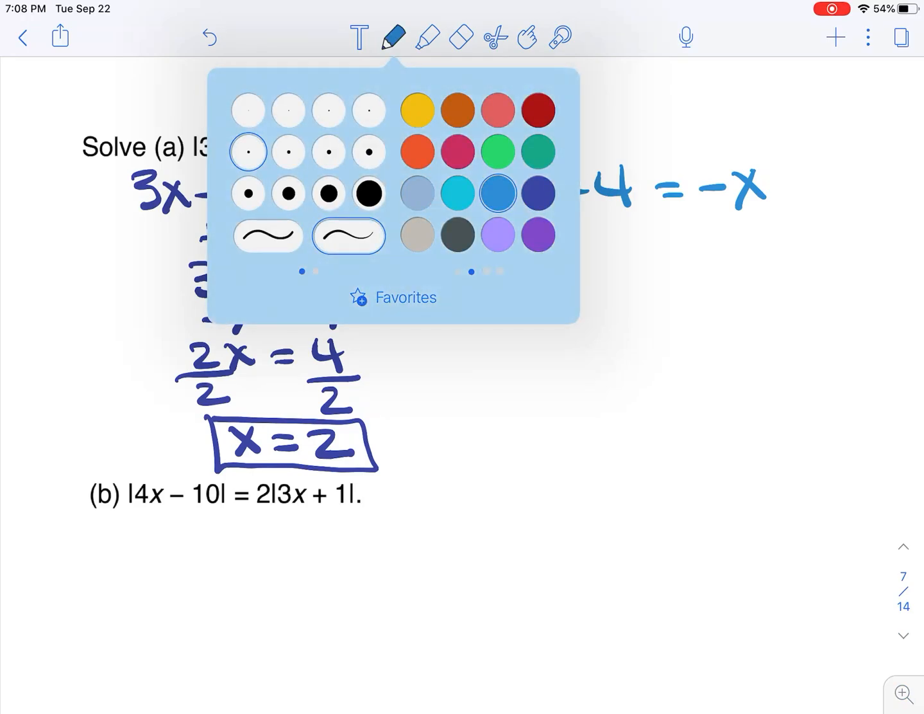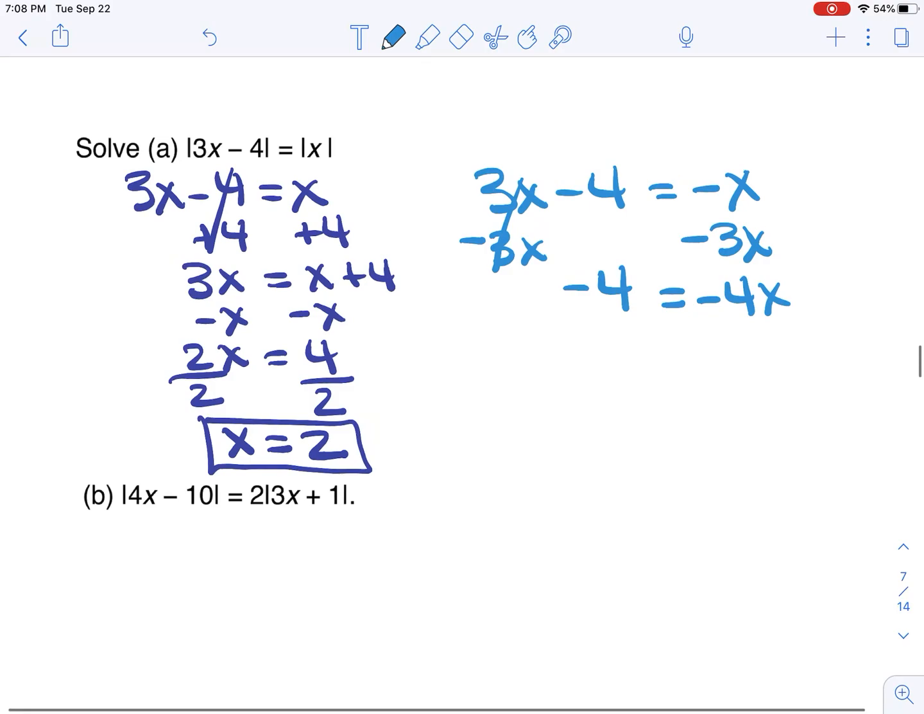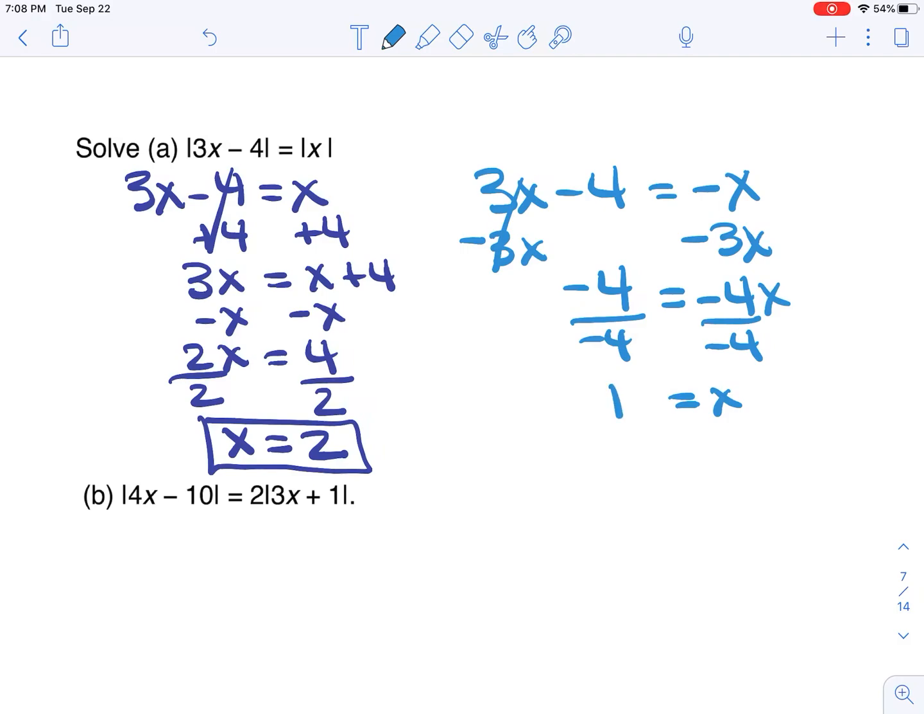Okay, now here on the right with the negative. So I'm going to do it a little different. I'm going to subtract 3x from both sides. Bring down the equal sign. I'm going to bring down this negative 4, and negative 1x and negative 3x makes negative 4x. Now I'm going to divide both sides by negative 4. And so x is going to equal positive 1, because negative 4 divided by negative 4 is positive 1. There are our two answers.